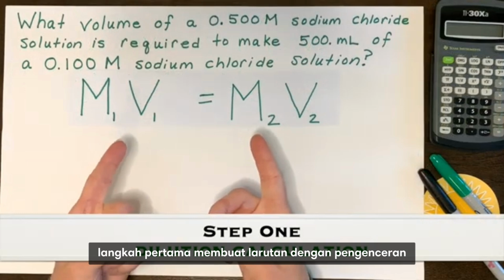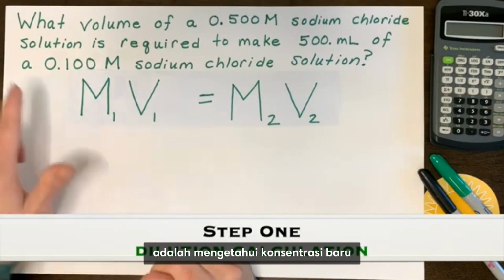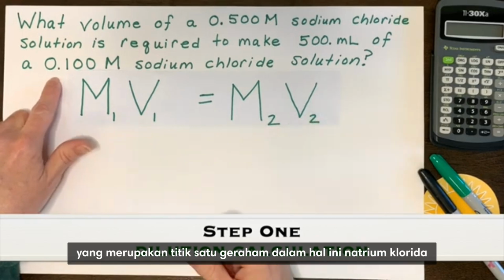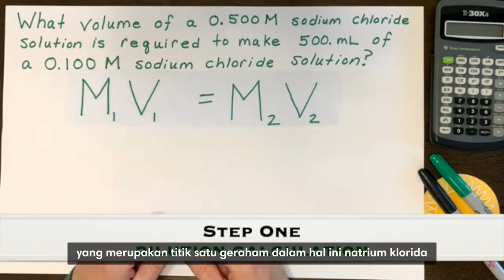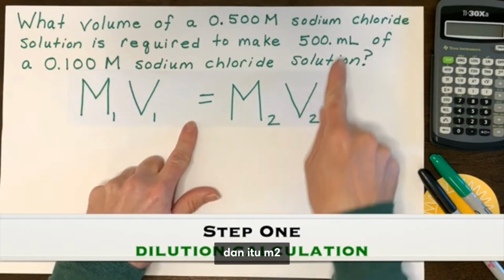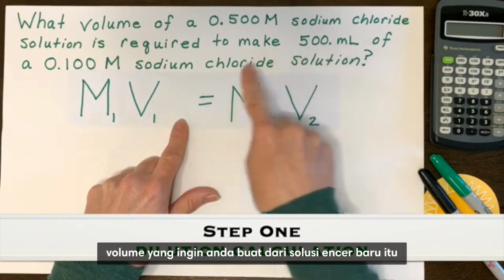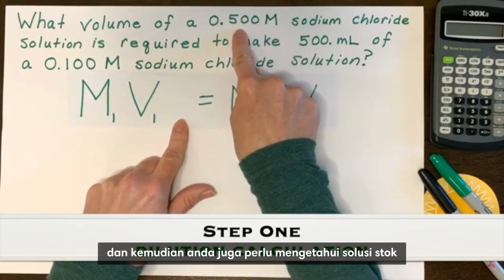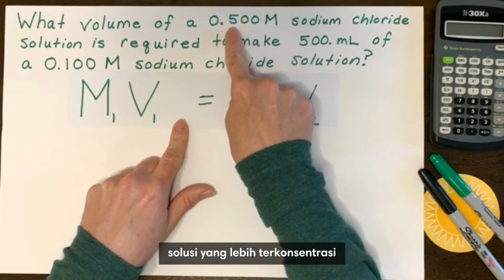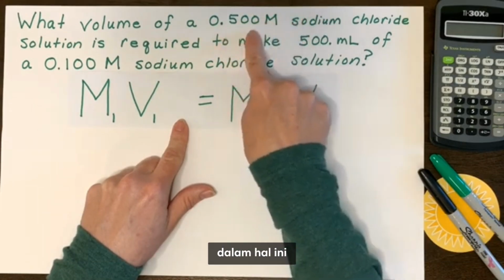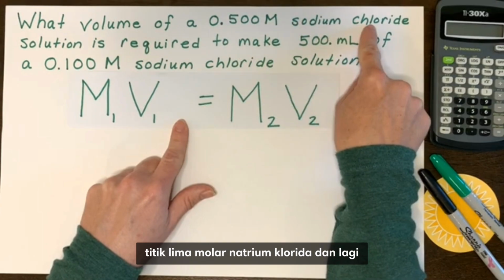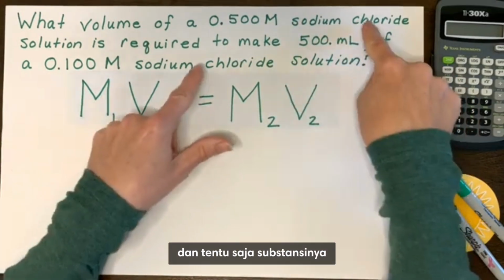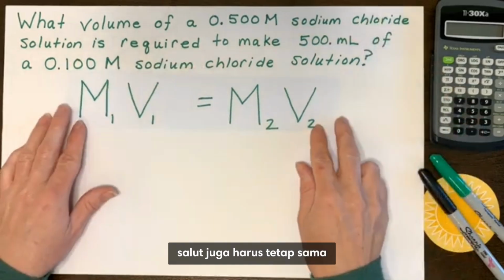The first step of making a solution by dilution is knowing the new concentration, the diluted concentration you want to make, which is 0.1 molar sodium chloride in this case, and that's the M2. The volume you want to make of that new diluted solution is the V2. And then you also need to know the stock solution, the more concentrated solution, what kind of molarity it has. In this case, 0.5 molar sodium chloride. And again, the moles are going to be equal on both sides. And of course, the solute has to also remain the same.